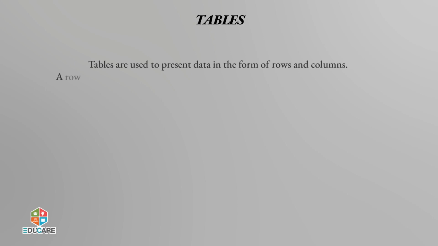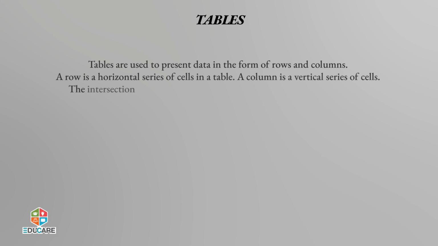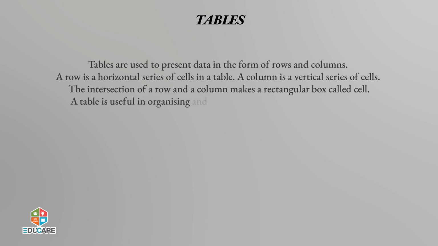A row is a horizontal series of cells in a table. A column is a vertical series of cells. The intersection of a row and a column makes a rectangular box called a cell. A table is useful in organizing and presenting the data in an effective way.